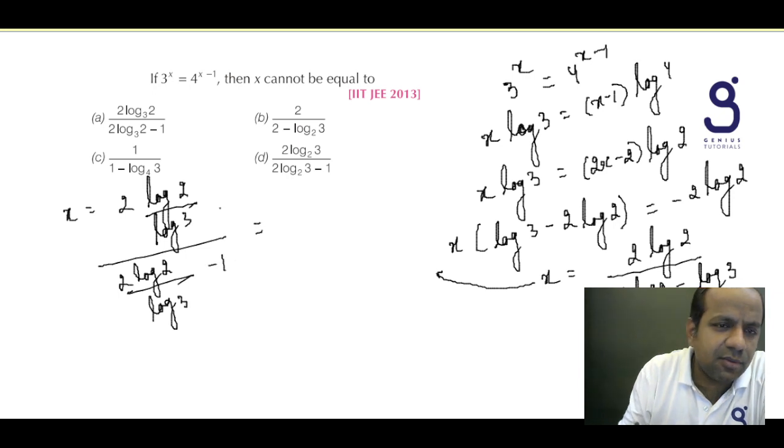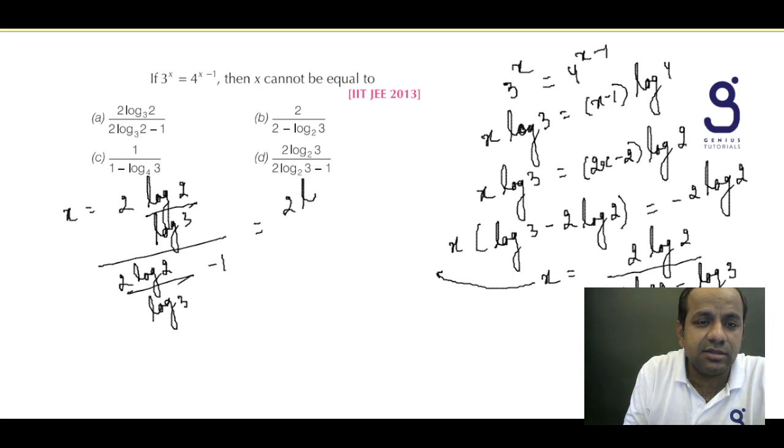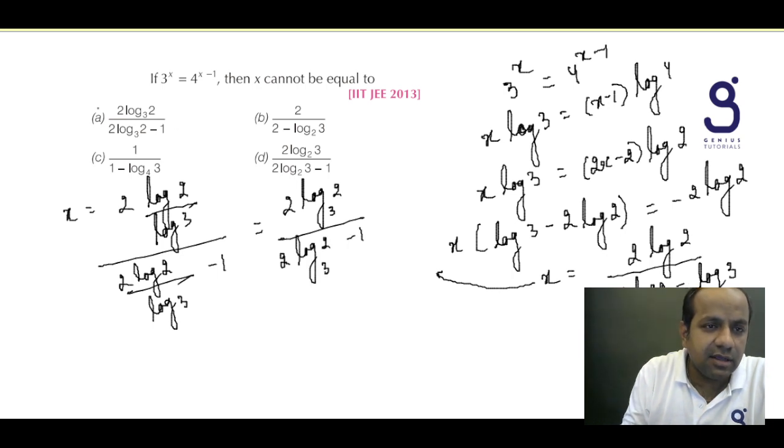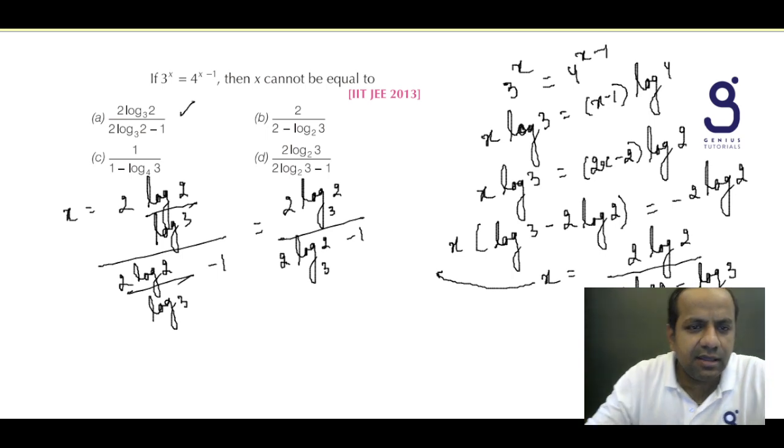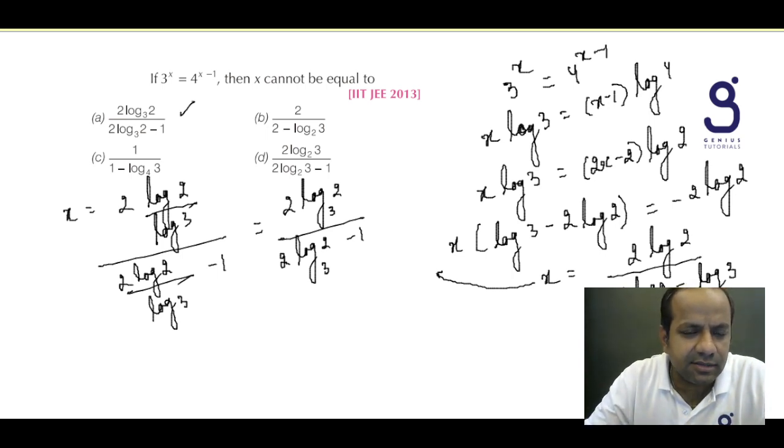Now we can use the base change formula here. We know that log 2 by log 3 can be written as log 2 to the base 3. In the same way, this can be written as log 2 to the base 3 minus 1. And now we can see option A is exactly the same as this value of x. Is it clear till here?